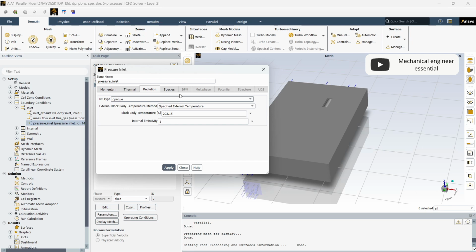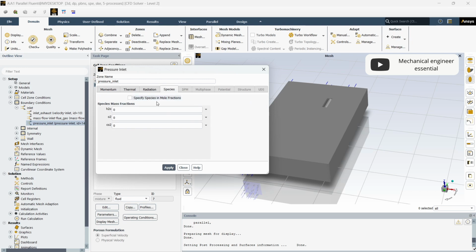4. Species settings. In the Species tab, we set oxygen mass fraction equals 0.23. This value defines the composition of the air entering the domain. Normal dry air consists of about 23% oxygen and 77% nitrogen, which we are simulating here. This is important for species transport and carbon dioxide dilution simulations.